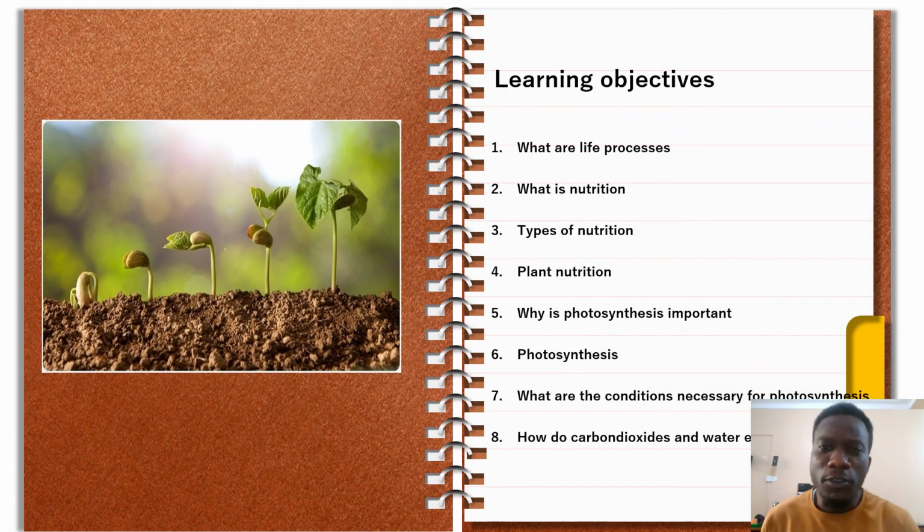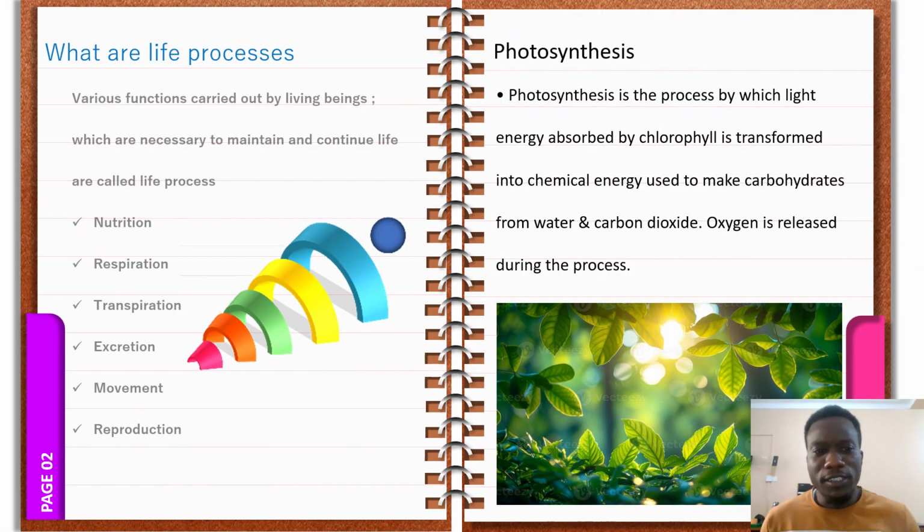So our main objectives for today's lesson will be about the life processes in plants. What is nutrition? Basically, the simple processes and the types of nutrition in plants. Why photosynthesis? Because we have seen how plants are green in color, and we want to identify what exactly makes them green, what is the importance of them being green, and what is their main importance of carrying out photosynthesis, necessary conditions, and so on. So let's dive into this.